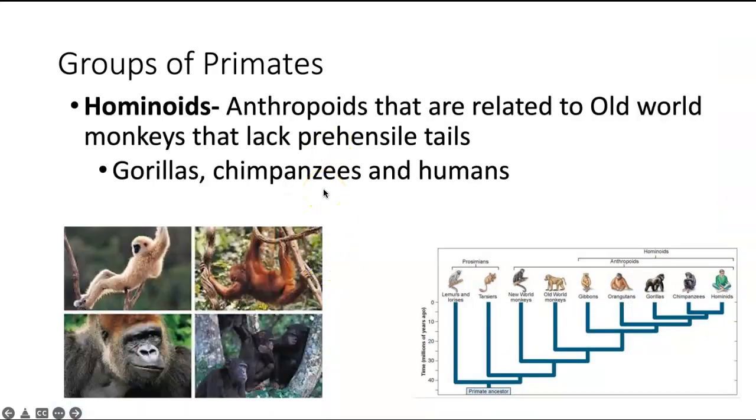Hominoids, these are anthropoids that are related to old world monkeys that lack prehensile tails. Alright, so if you look right here, they're a little bit more related to us, but they lack the prehensile tails. They don't have the spider monkey tail of being able to function as that fifth hand. This includes gorillas, chimpanzees, and indeed us humans. So this would be this group right here. So gibbons, orangutans, all those guys as well.